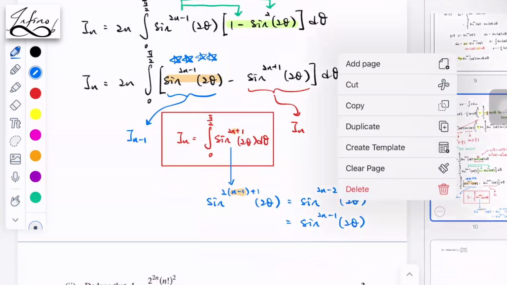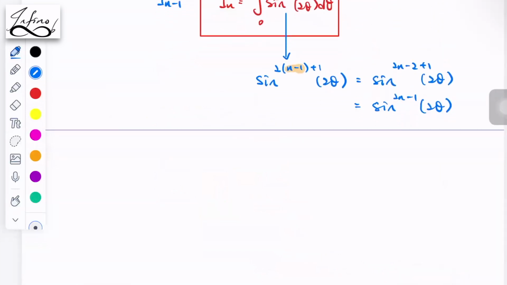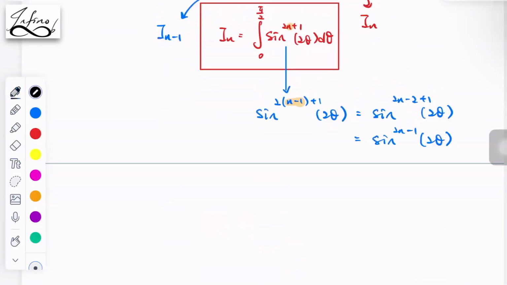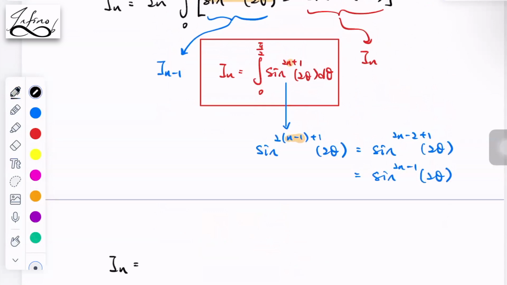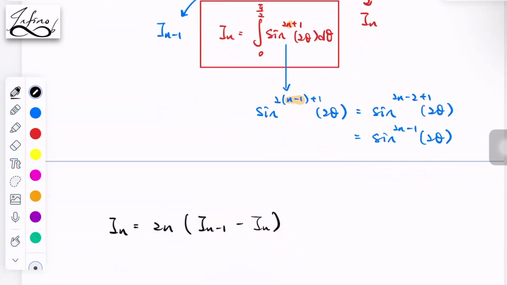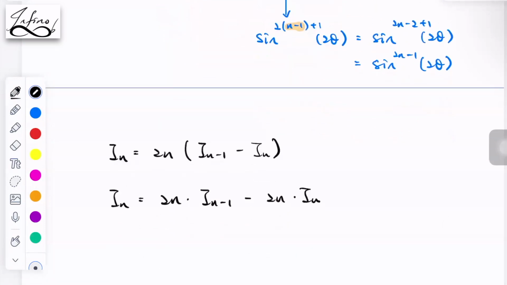So if you understand this, then probably you can finalize the final step, which is IN equals 2n, and then this one is IN minus 1, and then minus IN. And that's why, just simple simplification, 2n times IN minus 1, and minus 2n times IN. And then I can take out the IN, which is IN times 1 plus 2n equals 2n times IN minus 1.